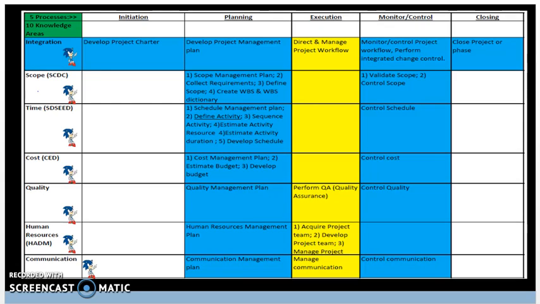It is the process of creating, collecting, distributing, storing, retrieving, and the ultimate disposition of project information in accordance to the communication management plan, which uses the communication methods of push, pull, and interactive communication methods.